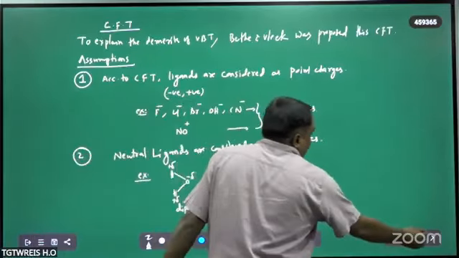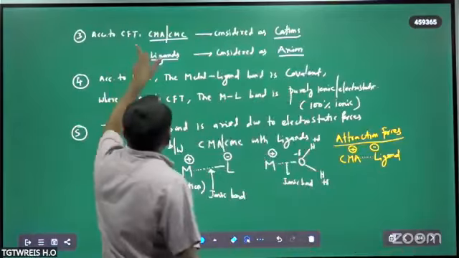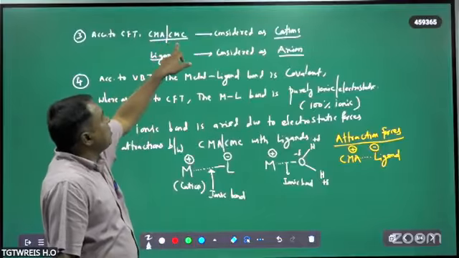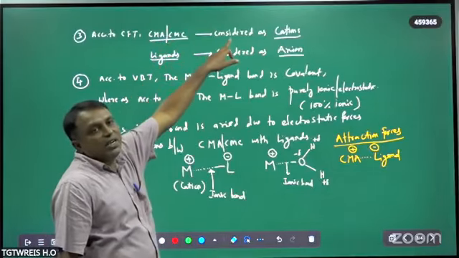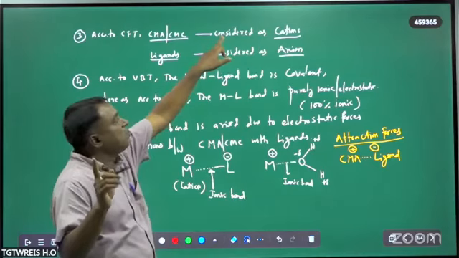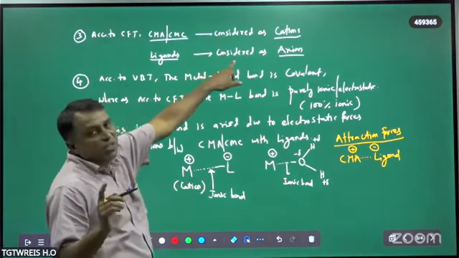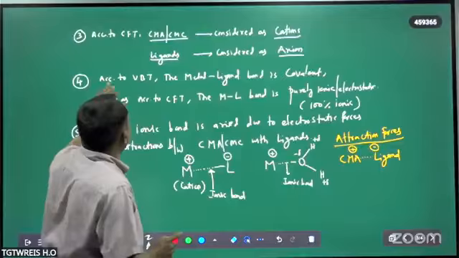And next, according to crystal field theory, the central metal atom or central metal cation is considered as a cation, and the ligand is considered as an anion. These are very, very important.